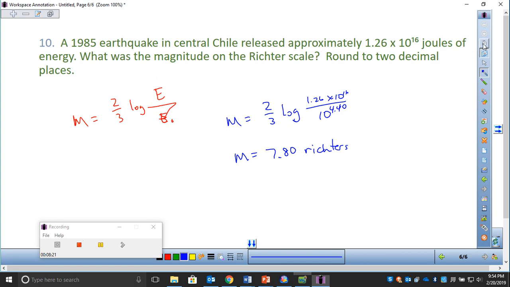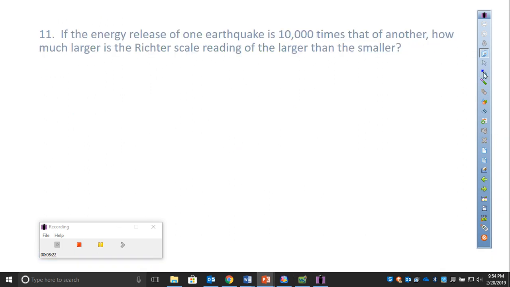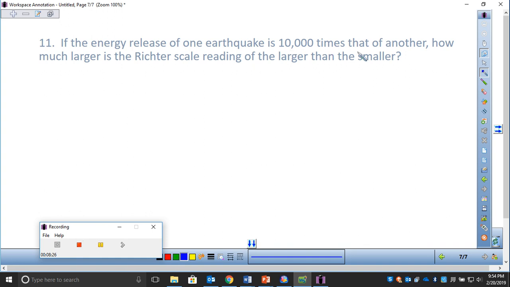So one last one. Here we have to think a little bit. If the energy release of one earthquake is 1,000 times the energy of another, how much larger is the Richter scale reading of the larger than the smaller? So what we have to do here is find the Richter scale readings, R sub B for the bigger one minus R sub S for the smaller one. This is going to give us how much bigger the bigger one is than the smaller one. So we have two separate equations to work with: here's the first earthquake, and here's the second earthquake.